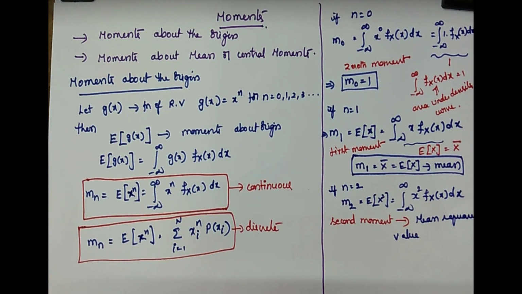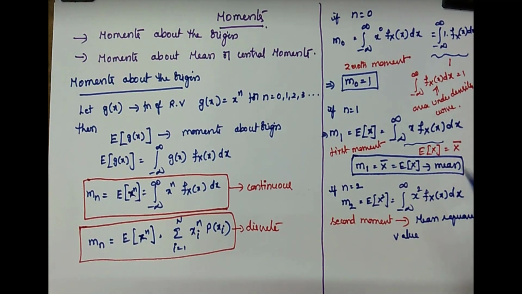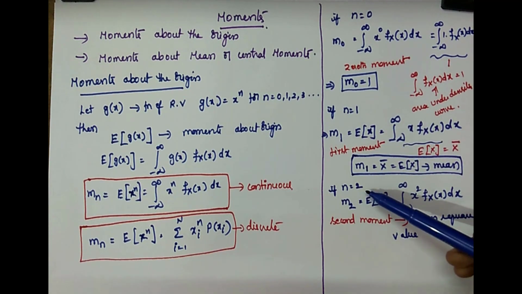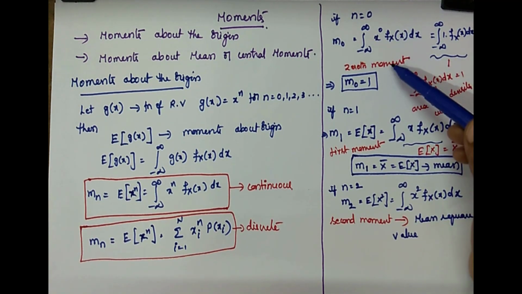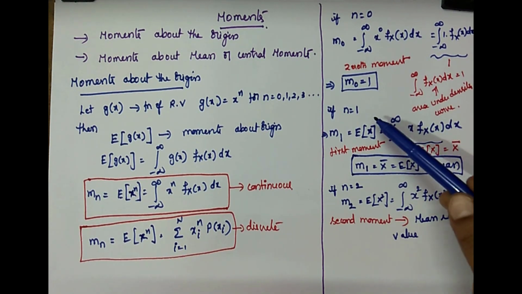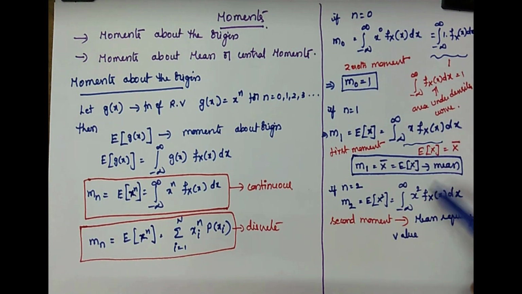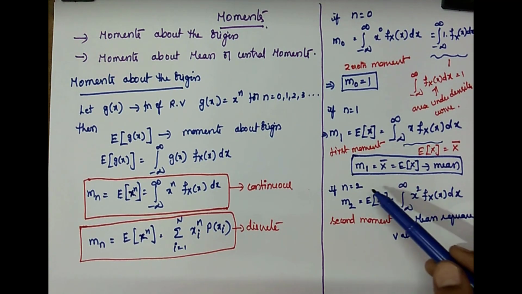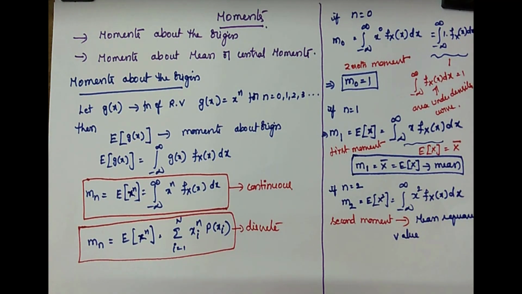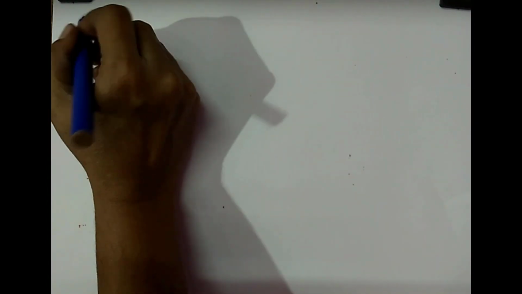We have taken three cases: n equal to 0, n equal to 1 and n equal to 2. At n equal to 0, we got the 0th moment whose value is 1. At n equal to 1, we got the first moment whose value is the mean. And at n equal to 2, we got the second moment whose value is called the mean square value. Then we'll see moments about mean.